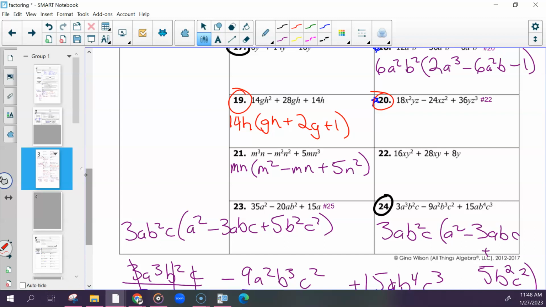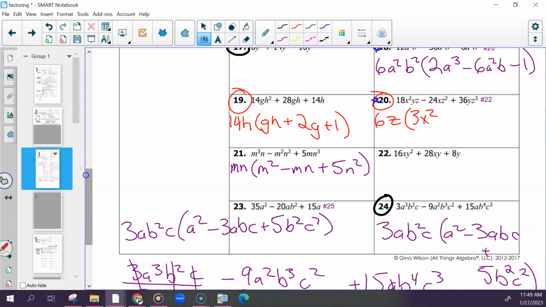Six. 3 would have worked if you did it and then you would have had to still divide out. The 6 is the highest. Right? Which variables can we take out? Z, just one. Can we take an X out of this last one? No. Y out of the middle one. So just z. Okay. And then what would be left?